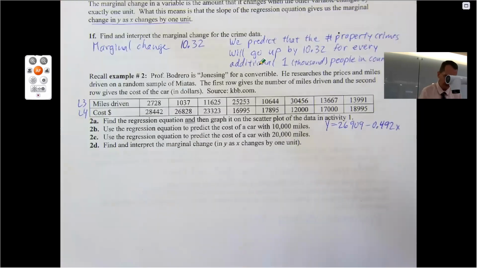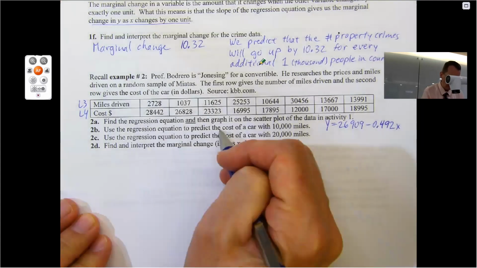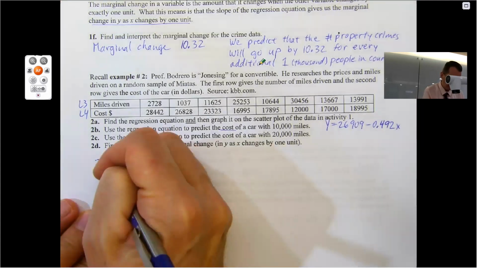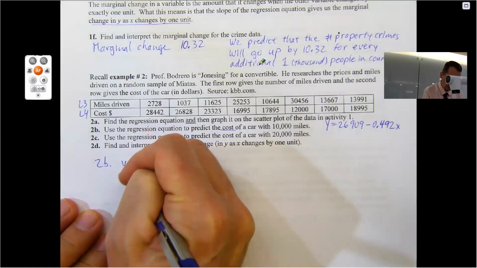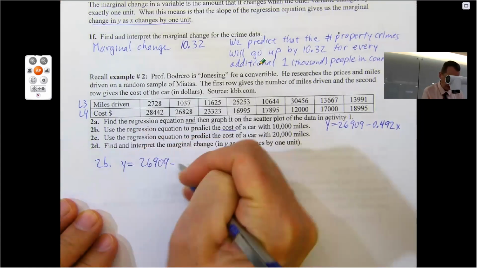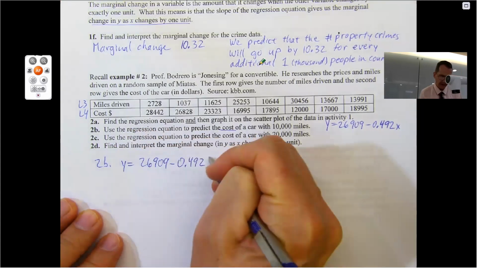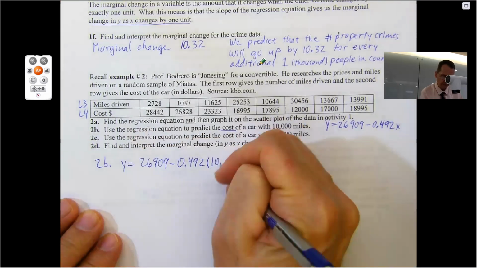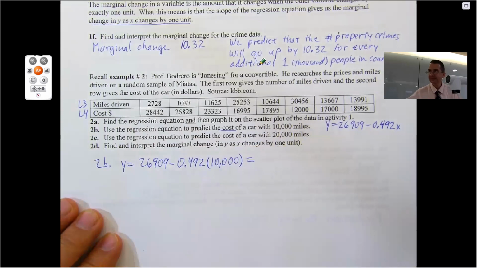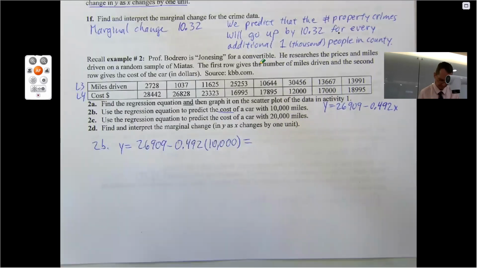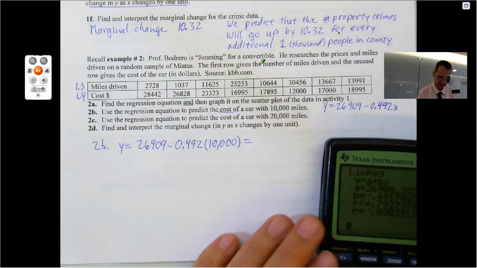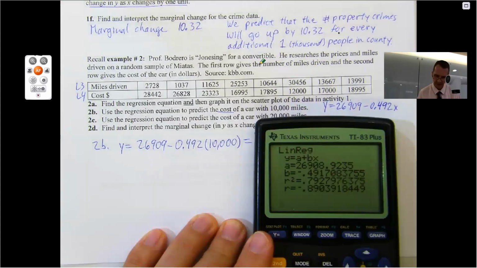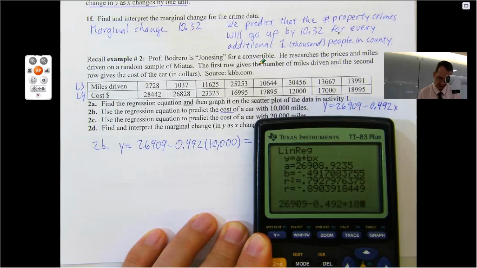So let's predict the cost of the car. Remember that cost was the Y value. So Y equals 26,909 minus 0.492 times X. X was the number of miles driven, which in this case is 10,000. So let's do that on our calculator here. Let's do 26,909 minus 0.492 times 10,000.